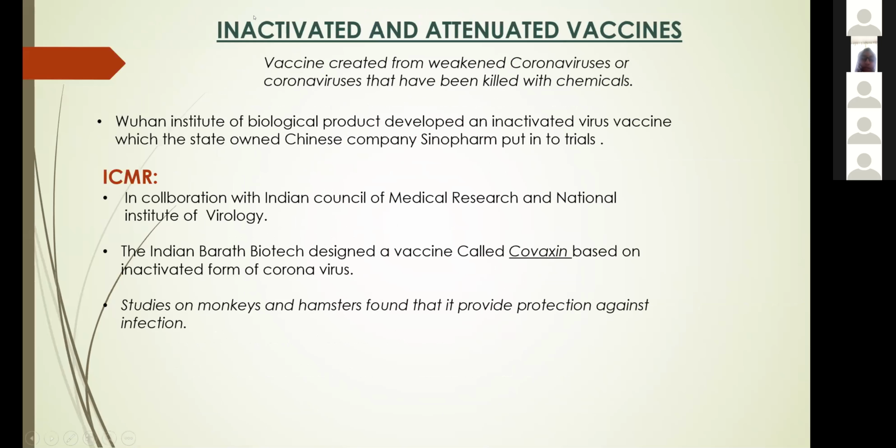Next is about inactivated and attenuated vaccines. Vaccine created from weakened coronaviruses or coronavirus that have been killed with chemicals. Wuhan Institute of Biological Products developed an inactivated virus vaccine which the state-owned Chinese company Sinopharm put into trials. In collaboration with Indian Council of Medical Research and National Institute of Virology, the Indian Bharat Biotech designed a vaccine called Covaxin based on inactivated form of coronavirus. Studies on monkeys and hamsters found that it would provide protection against infection.